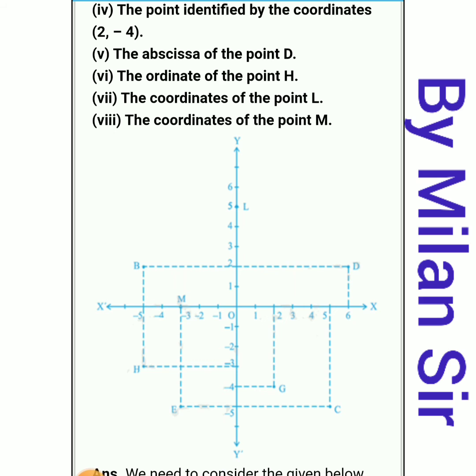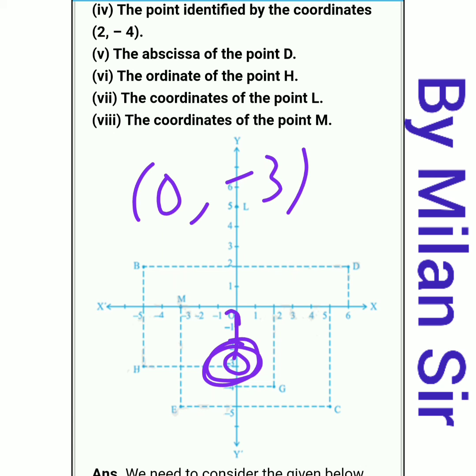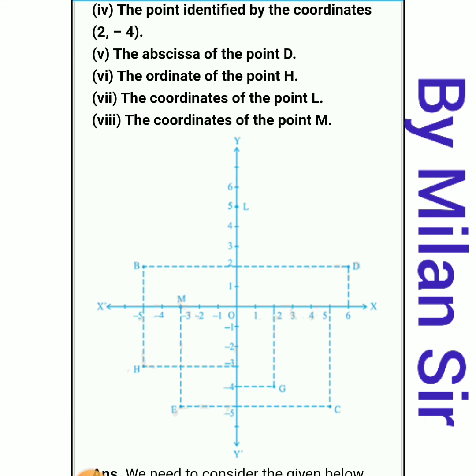Then A, B, C, D, E, F. If we give F at this point, then the value of this point on the x-axis is 0, right? And on the y-axis we have minus 3. So (0, -3). First we see the value on the x-axis, it is 0, and on the y-axis minus 3, so (0, -3).